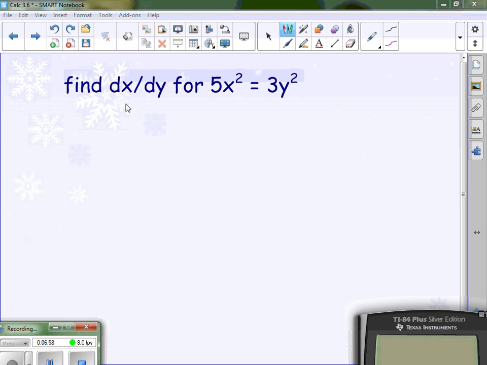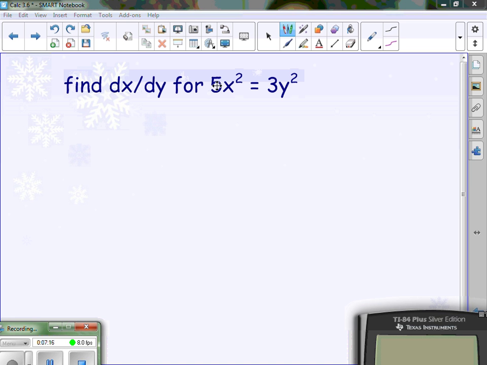All right, we're going to take the derivative of 5x squared equals 3y squared. I can rearrange it to one side. It doesn't matter. It's just you're adding more steps. You want to become efficient. I have a y by itself. Eventually, you want to have y by itself.